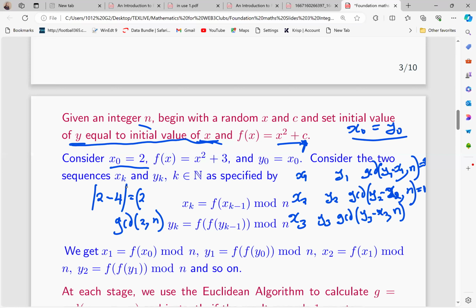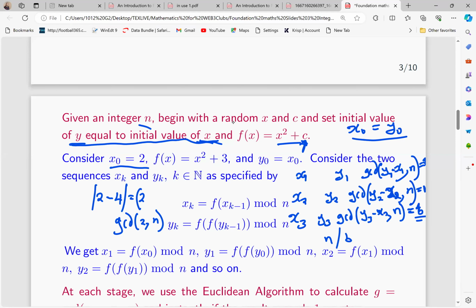When you find a value that is not 1, let's say you find b, you stop. You stop there because you've already obtained a factor of n. This b will be a factor of n. So you can now divide n by b to get another factor.